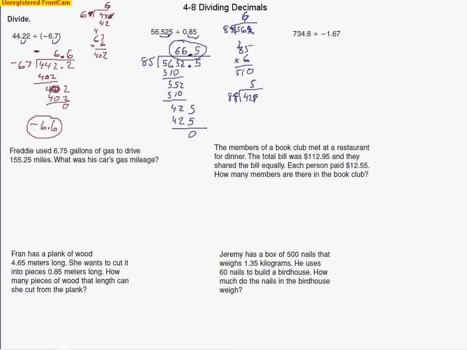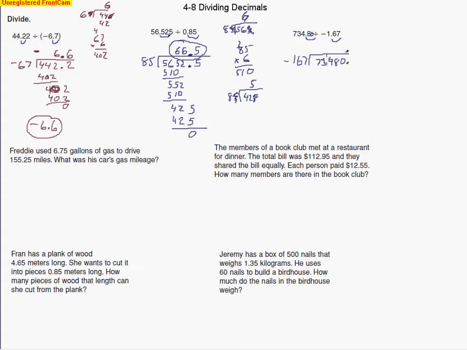Well, taking a look at our next one here, we've got 734 and 8/10 divided by negative 1 and 67/100. So we've got to move the decimal 2 spaces. This one 2 spaces, that means I need to add a 0. So I'm doing negative 167 into 73,480, and the decimal point goes right at the end.